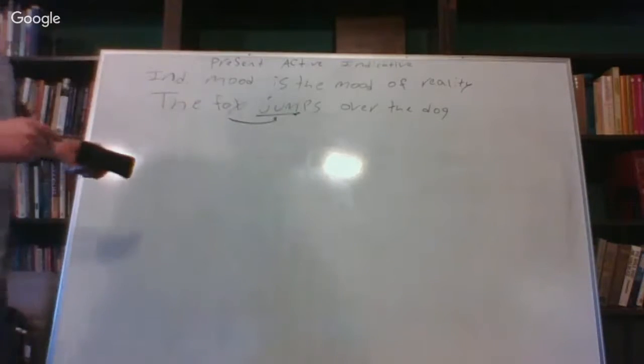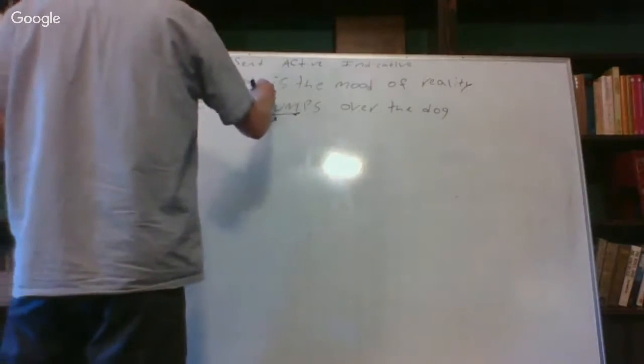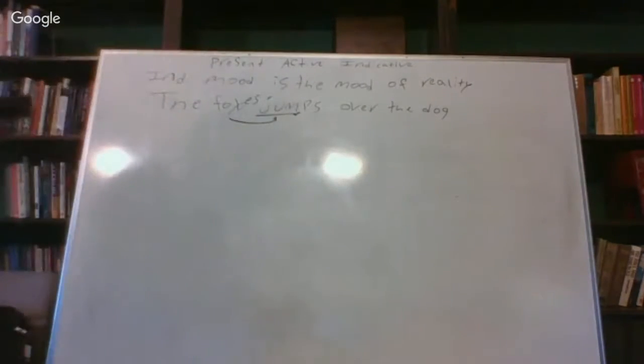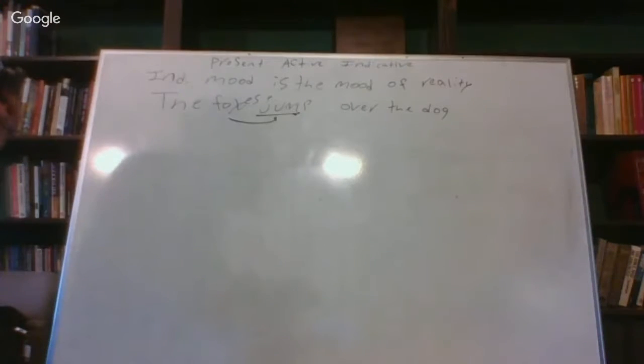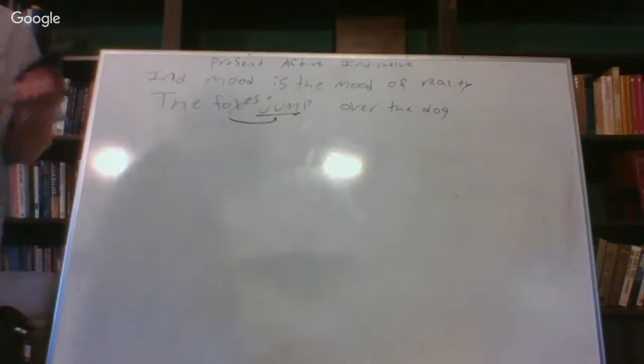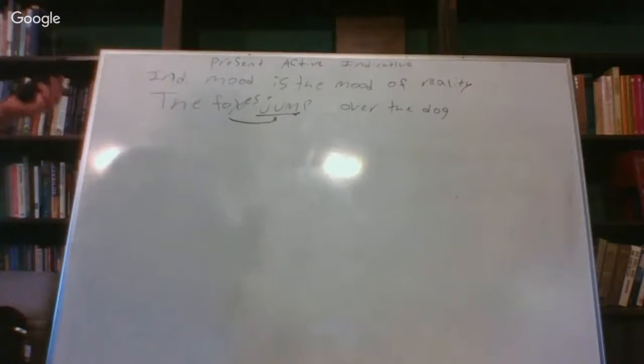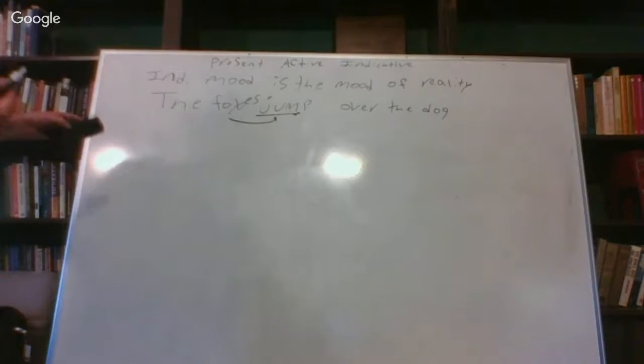If we had the foxes jumps over the dog, it would be a little awkward. We might want to just say the foxes jump over the dog, or the foxes are jumping over the dog, or the fox is jumping over the dog. So we can kind of change things around kind of to change the state of this reality here.